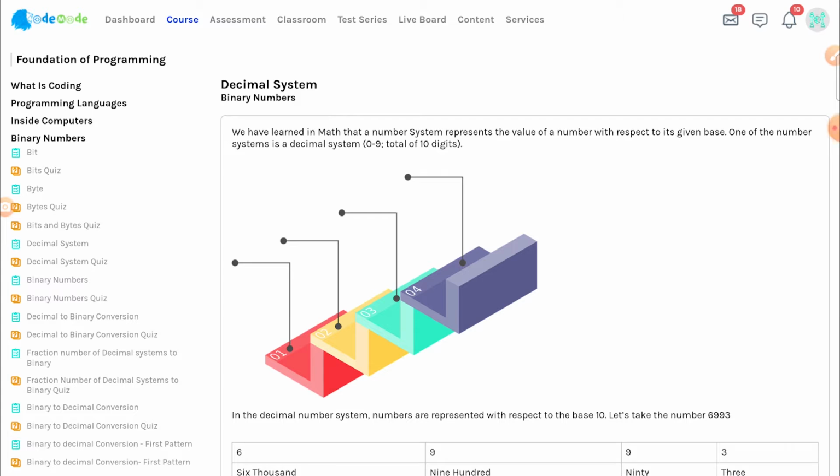Currently you are learning about binary numbers, and in today's class we will learn about decimal systems. In the previous class we learned about byte, which is nothing but a group of 8 bits in which each bit represents 0 or 1. So a byte with 8 bits can have multiple possible values.